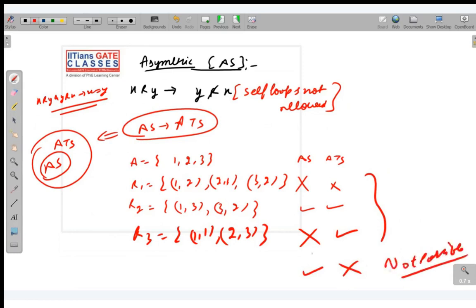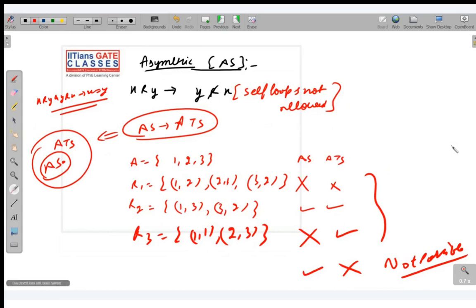Give me a relation which is asymmetric but not antisymmetric. That is never possible. For example, you are standing here, you are in Delhi, and you say you are not in India. That is not at all possible. This entire thing is India and this is Delhi. Okay, take snapshot. I will jump to the next slide.